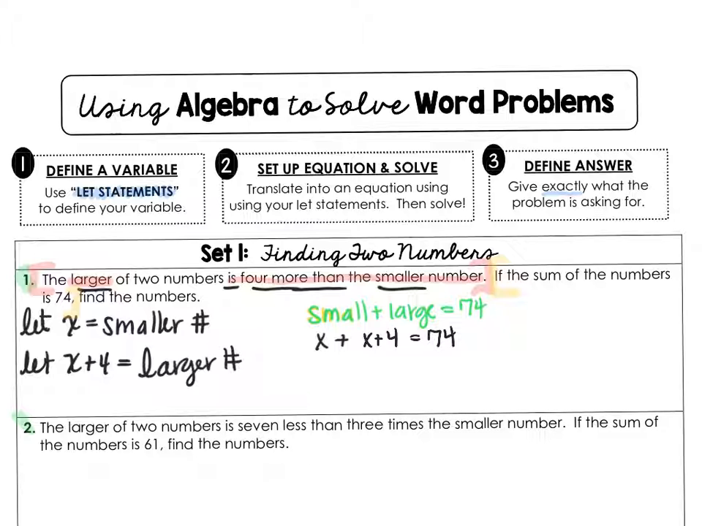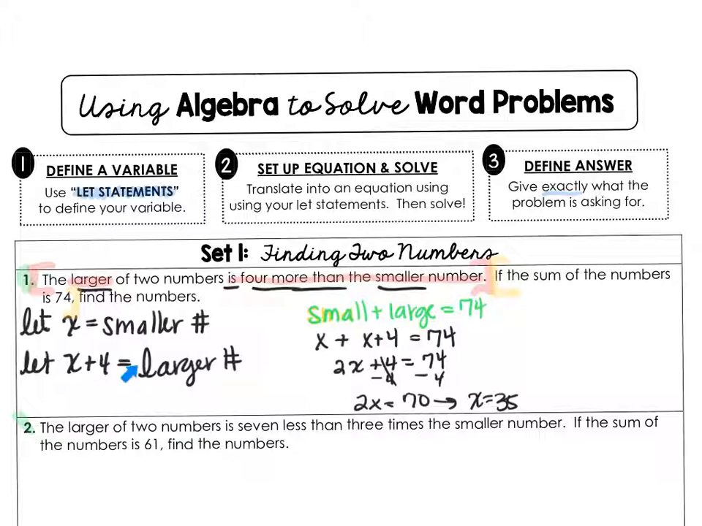Now that I've set up my equation, I'm going to solve my equation by combining like terms and then isolating. And then if I divide by 2 on both sides, I get that x is equal to 35. Now that I've solved, I'm going to define my answer.